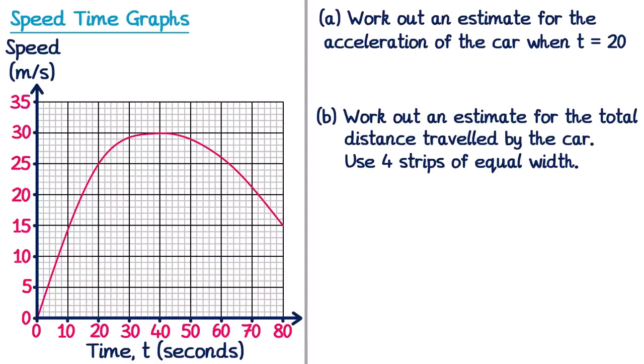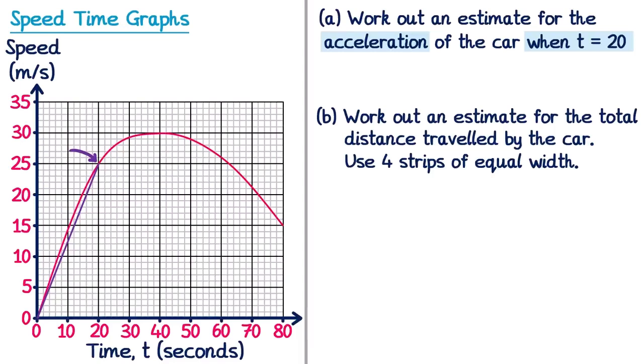So in the first part, part A, we need to find the acceleration when t is 20. You can see that when t is 20, the speed is 25 meters per second. It probably feels tempting to draw a straight line here and work out the gradient of that, especially based on what we've done up to this point. But that would be incorrect. We need to work out the acceleration at the instant when the time is 20.